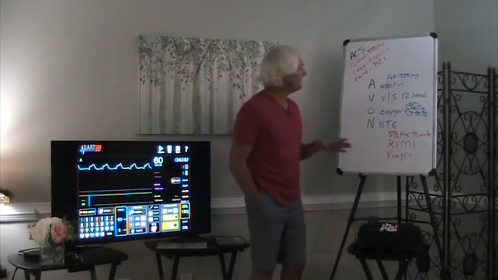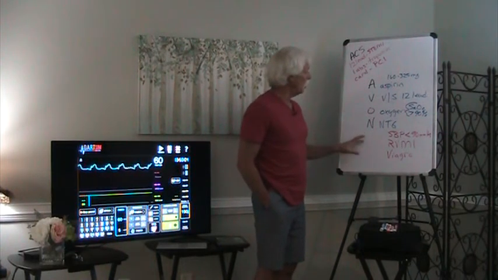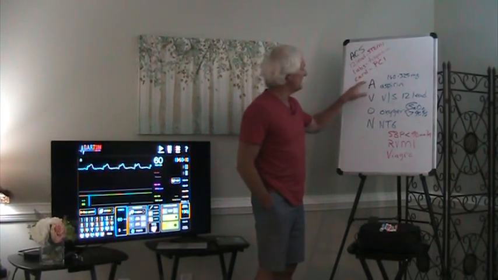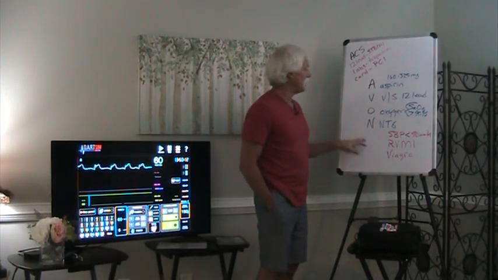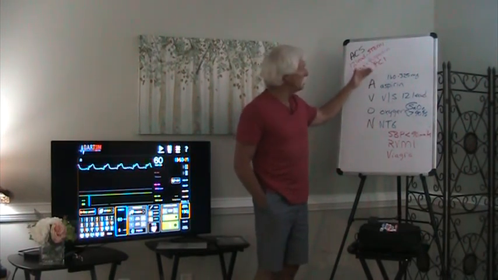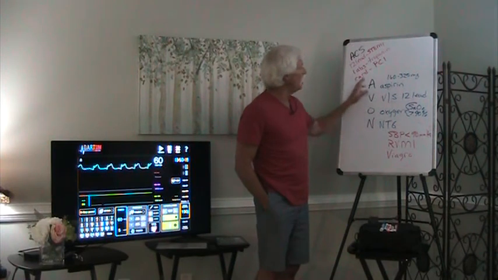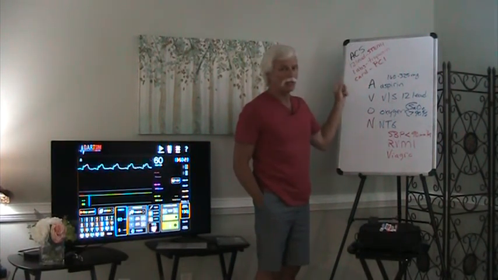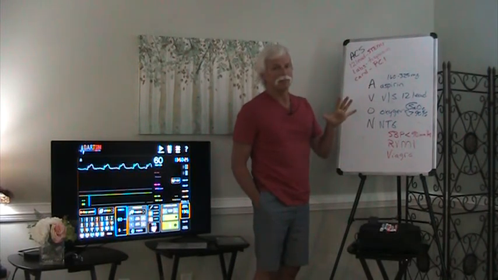That sums up the ACS protocol, but recognize that this stuff right here is mitigation. These are steps designed to mitigate the damage of the MI while you're waiting for the cath lab to open up. So at any point in time, you're working down this treatment protocol and the cath team is ready for your patient. The patient goes to the catheterization team for definitive treatment.